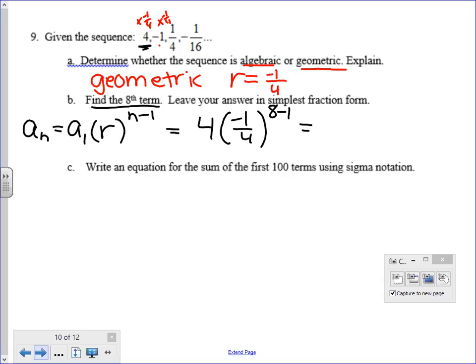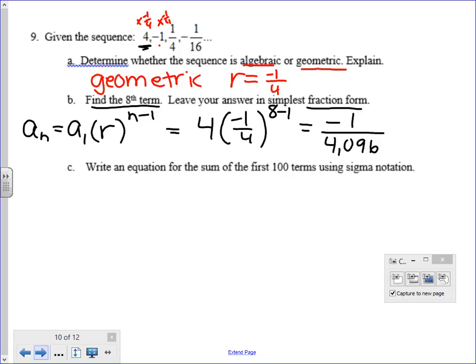When I simplify that in my calculator, it says leave it as a fraction. I get negative 1/4096. That is a very small negative number, but that would be the 8th term in this sequence. Notice that the fractions are getting smaller as the sequence goes on.